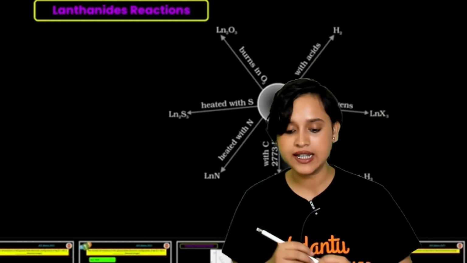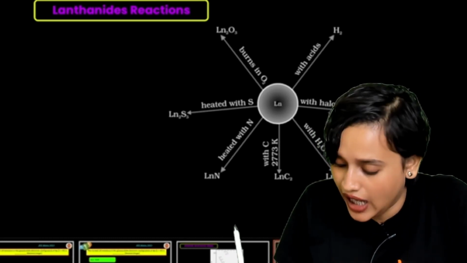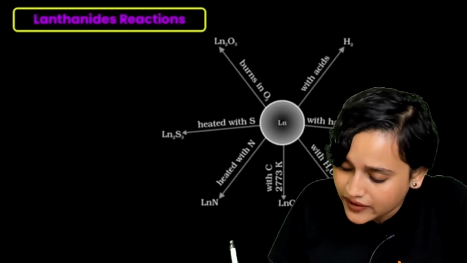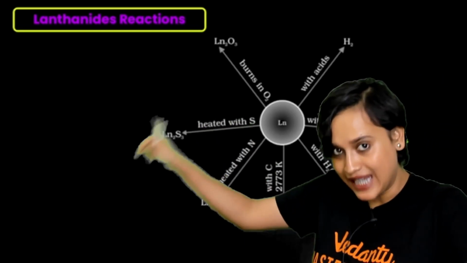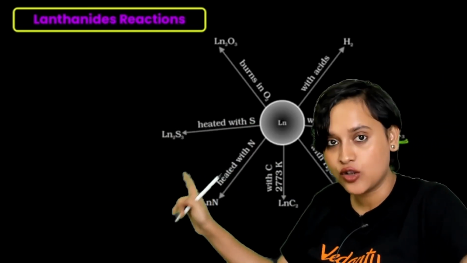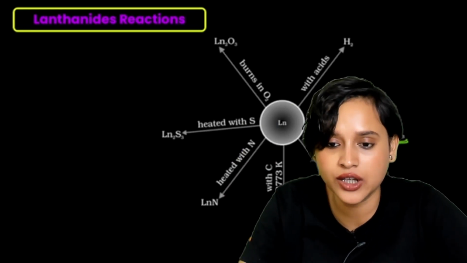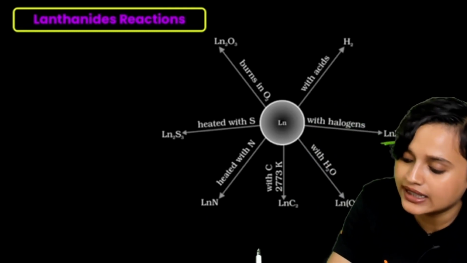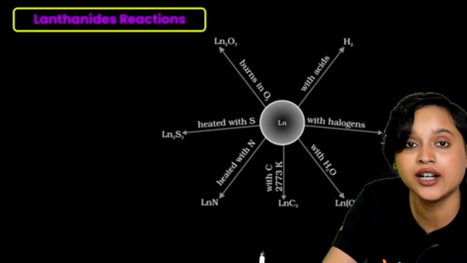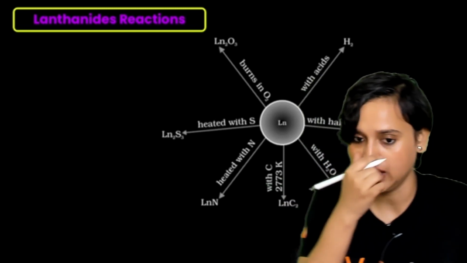Here you will see that lanthanoids, yes, lanthanides, if they react with halogens, give you LnX3. That means lanthanum with any other halogen will form a trihalide. Moving on with H2O, you will see that it forms a hydroxide and gives you hydrogen gas.